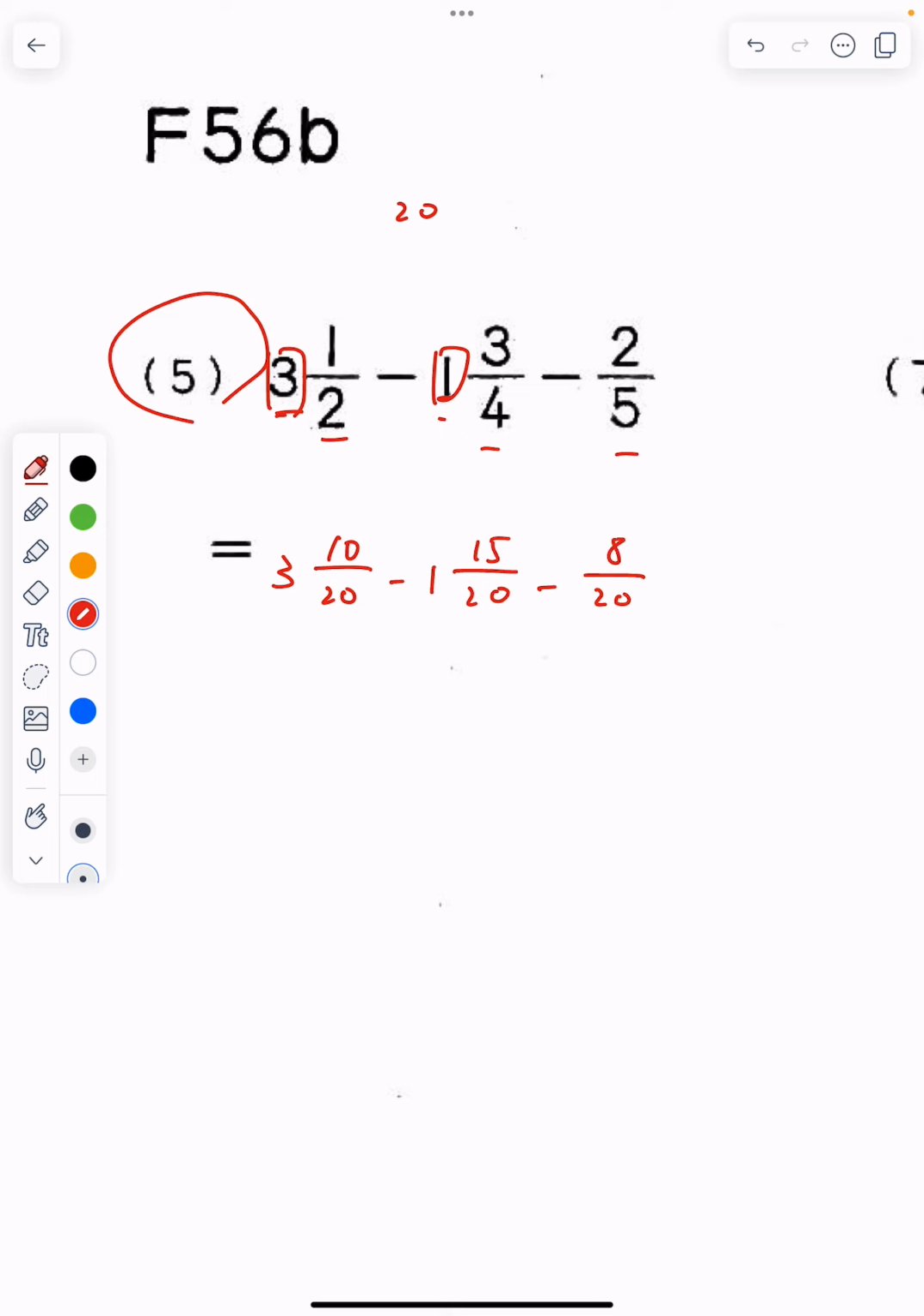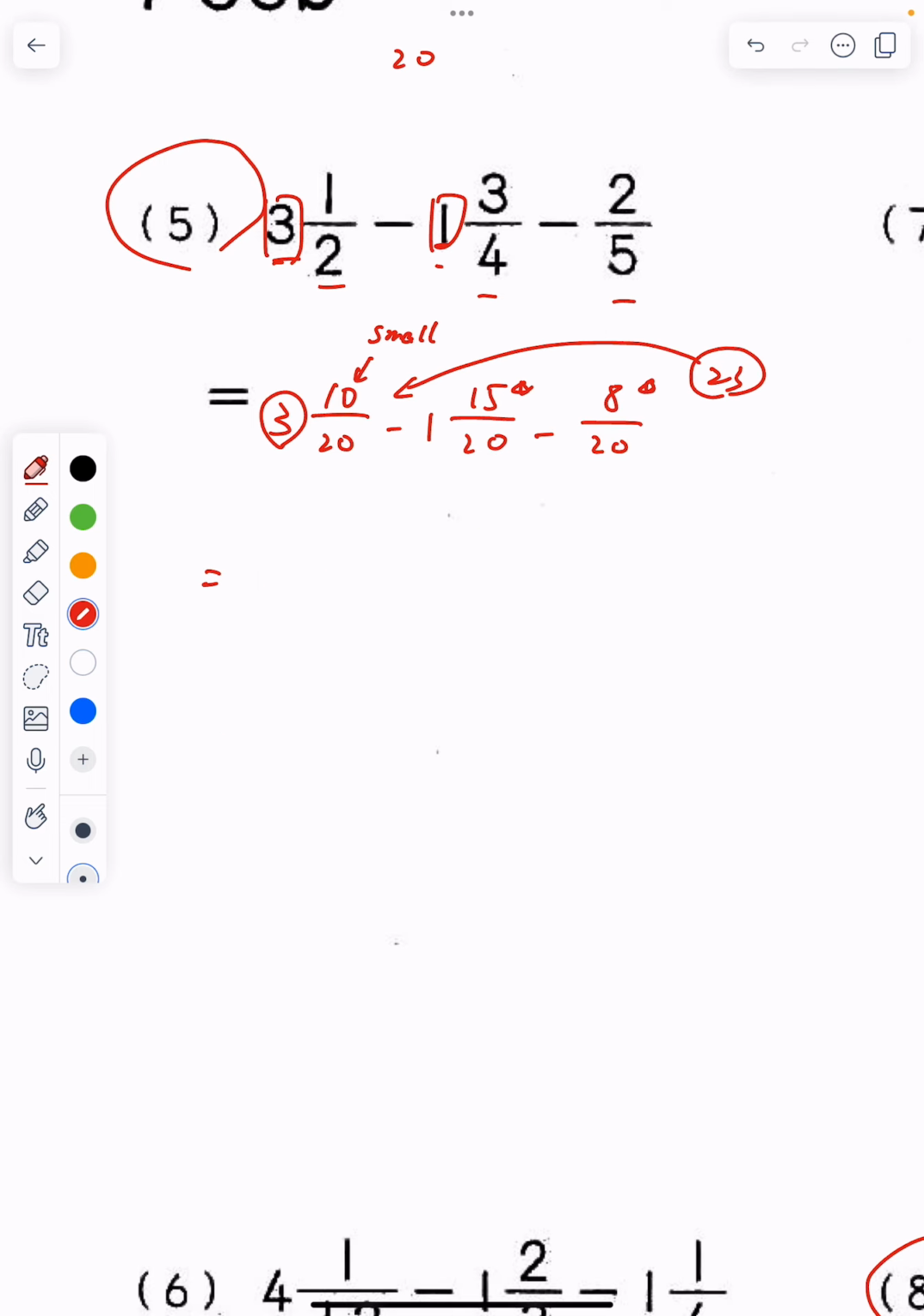Now all we need to do is borrow from the 3, because we see that the 10 is too small. And this is 15, this is 8. 15 plus 8 is 23, which is too big compared to the 10. All right, when we borrow the 1 from the 3, this becomes 2. And this will be 2 and 30 over 20, minus 1 and 15 over 20, minus 8 over 20. The 30 should be able to cover the 15 and 8.